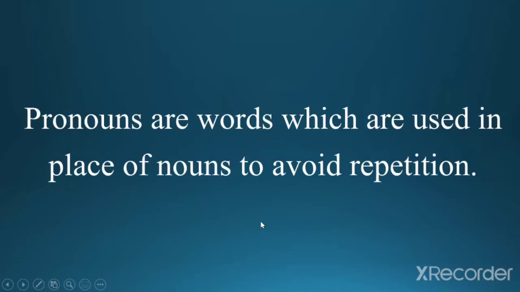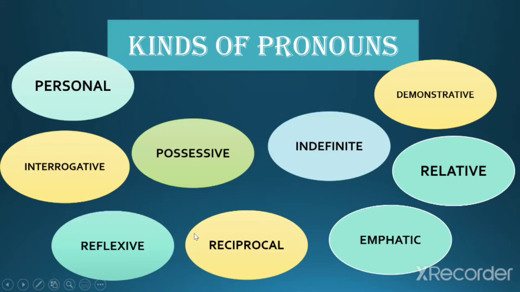We all know that pronouns are words which are used in place of nouns to avoid repetition. So in grammar, we have pronouns because of which we do not need to repeat a noun again and again in a sentence. There are different kinds of pronouns in grammar: personal pronouns, demonstrative pronouns, interrogative pronouns, possessive pronouns, indefinite pronouns, relative pronouns, reflexive pronouns, reciprocal pronouns, and emphatic pronouns.